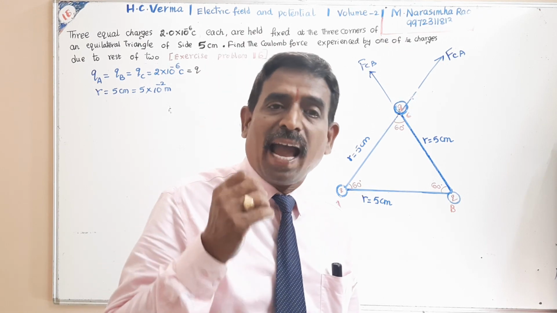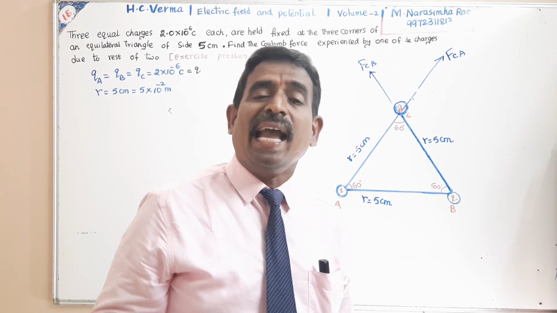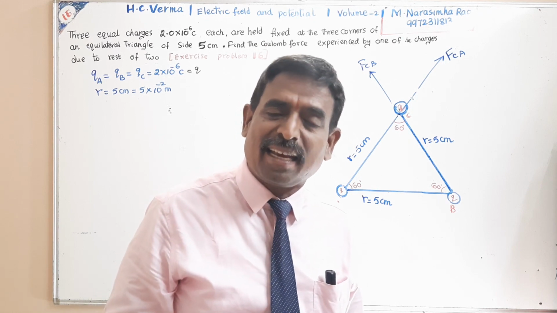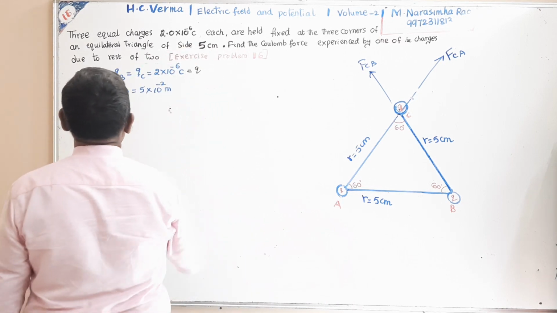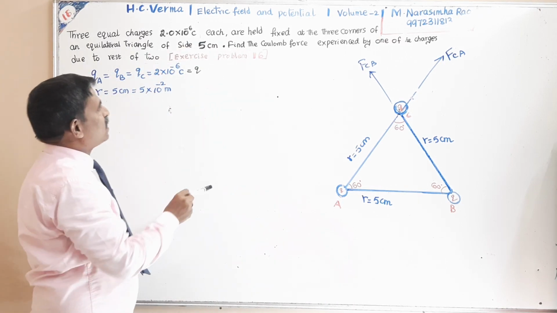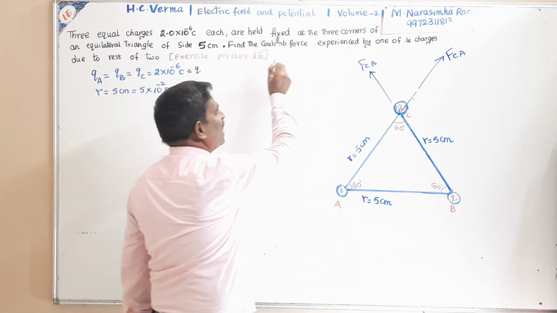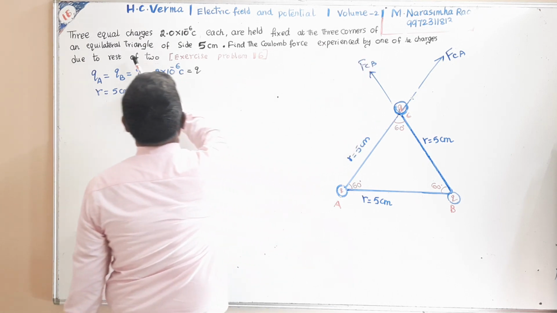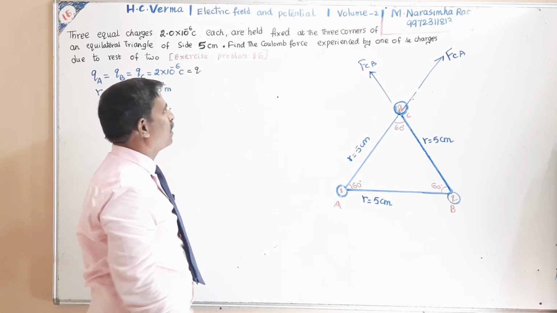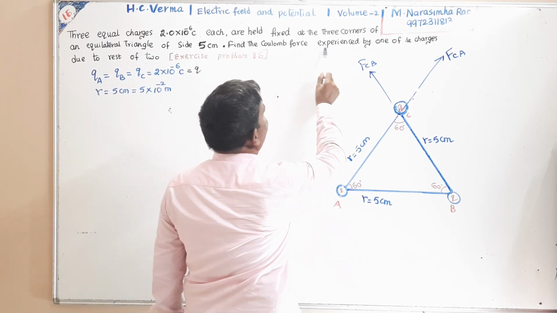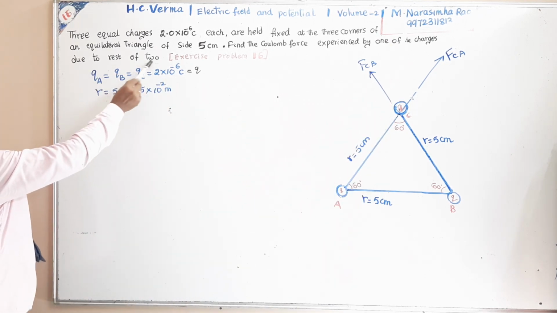Now, I am explaining H.C. Verma textbook, exercise problem number 16, volume 2, electric field and potential. Three equal charges, 2 into 10 power minus 6 coulomb, are held fixed at the three corners of an equilateral triangle of side 5 cm. Find the Coulomb force experienced by one of the charges due to the rest of two.